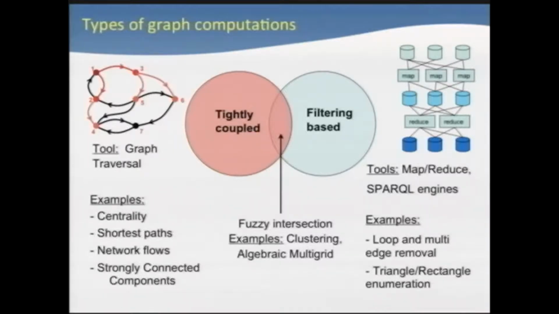When you go to what I would call tightly coupled graph algorithms, you need to traverse the edges and the vertices of the graph several times to solve your problem. Examples are betweenness centrality, shortest paths, network flows, strongly connected components. Those are really hard to parallelize using MapReduce kind of structures. That's not to say that you can't map it. You can map every computation to every abstraction. It's just that it is harder to do, and it's probably not going to give you a lot of performance.